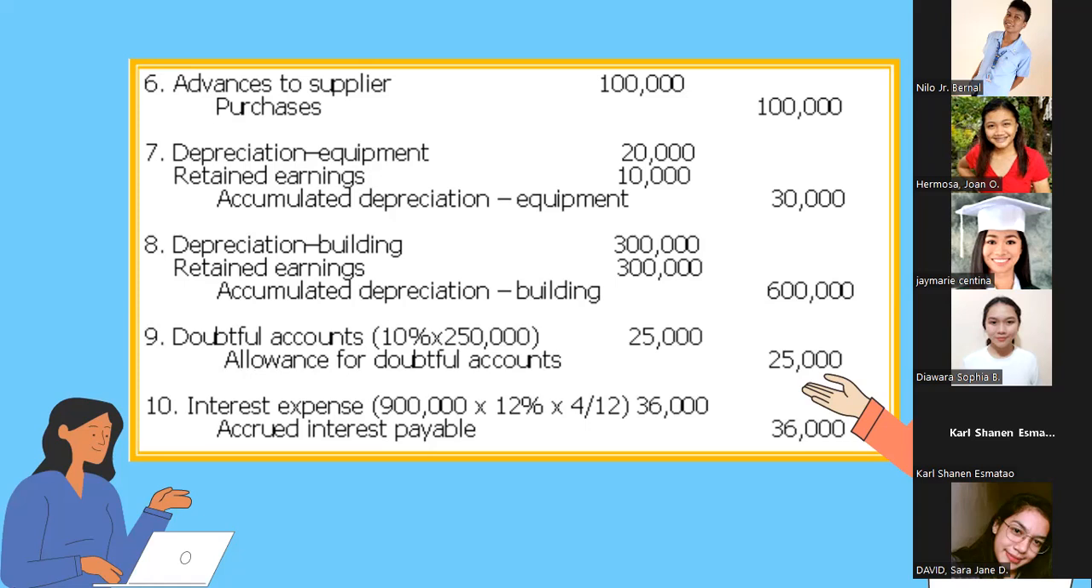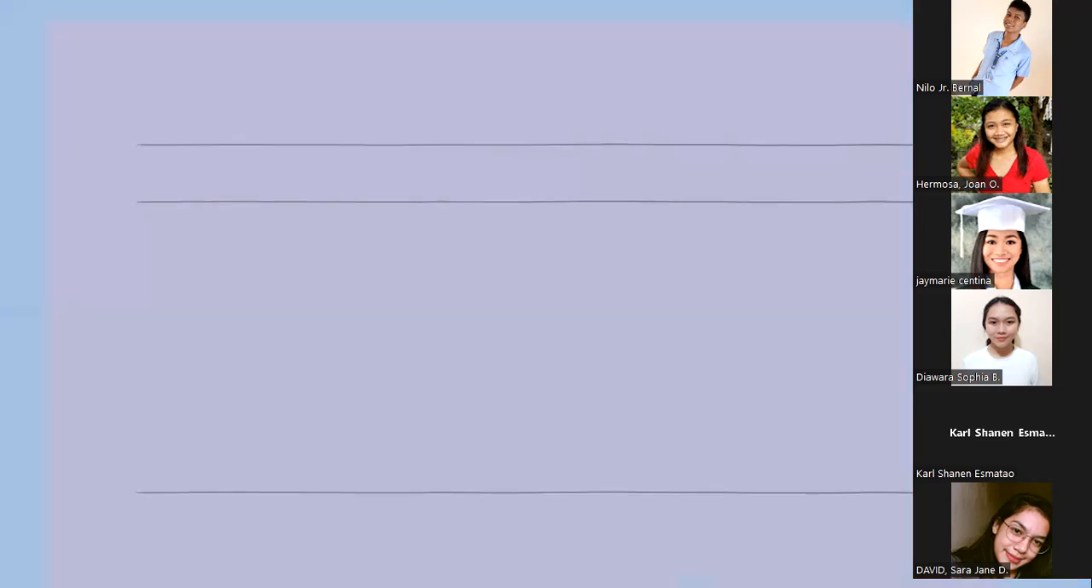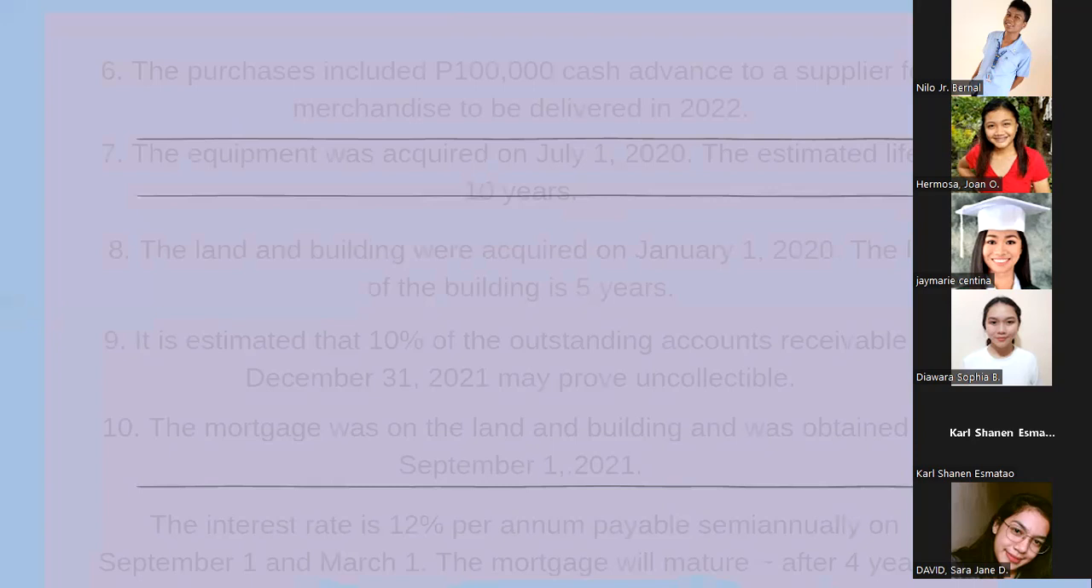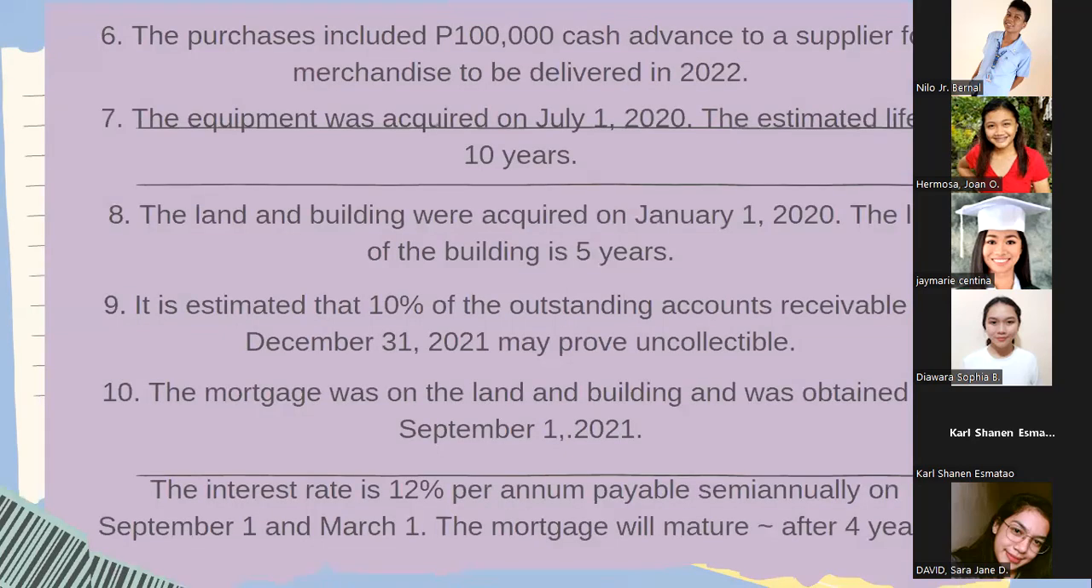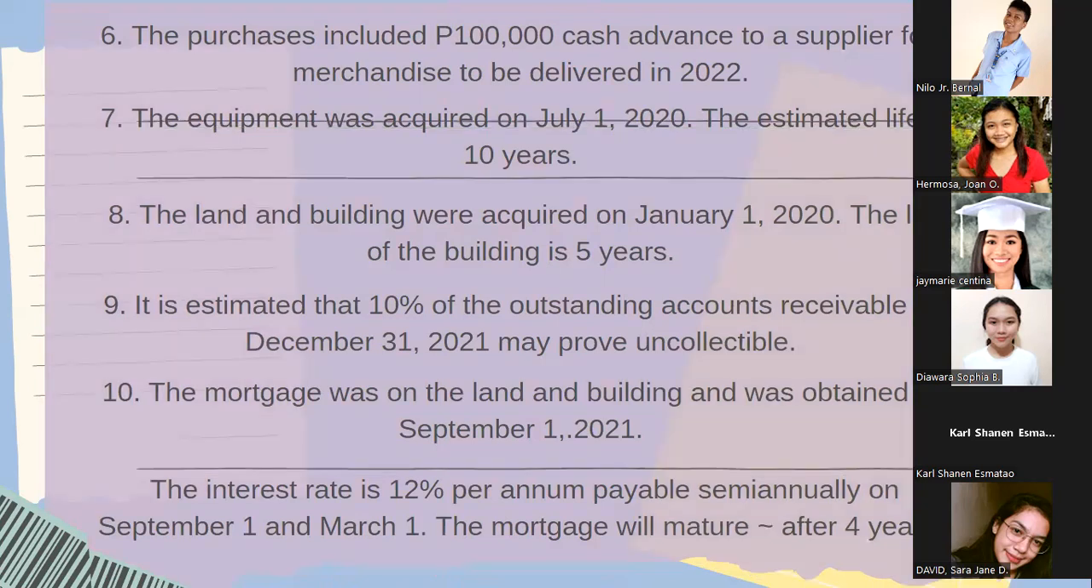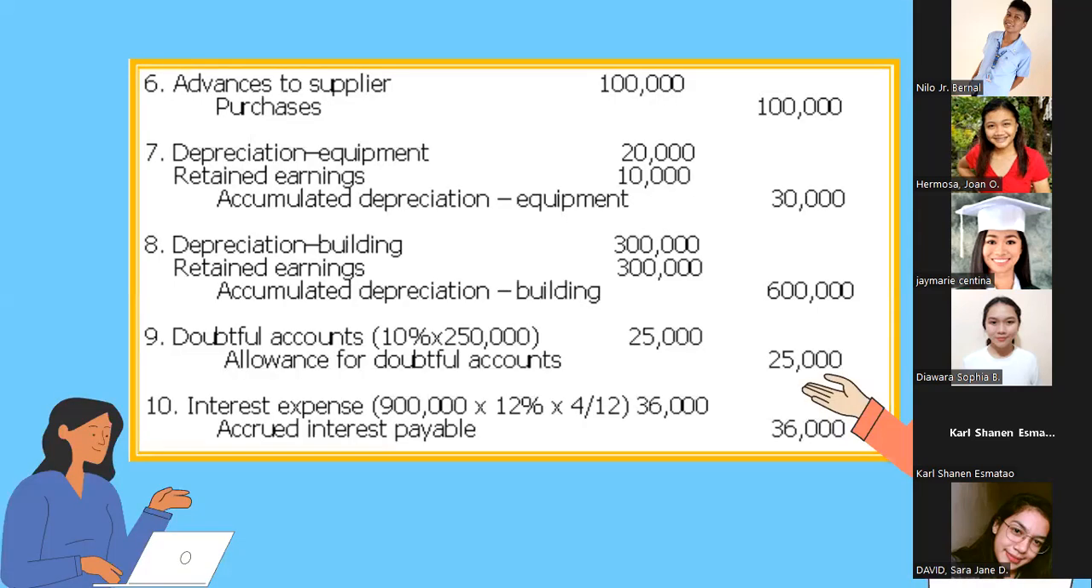Number 8, previous slide, please. The land and building were acquired on January 1, 2020. The life of the building is 5 years. Given in the problem, the value of the building is 1.5 million. So we need to divide it by the 5 years estimated life. So it is equal to 300,000.